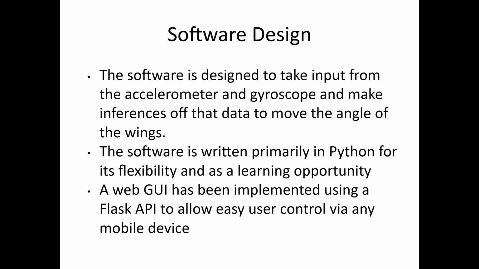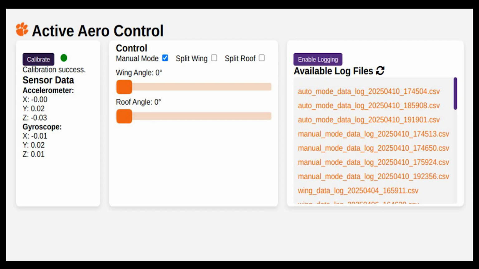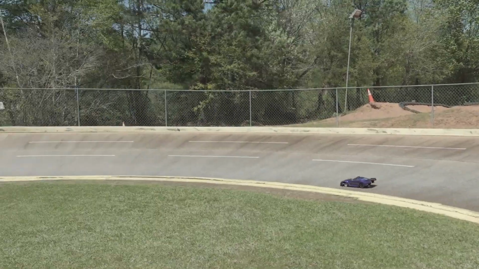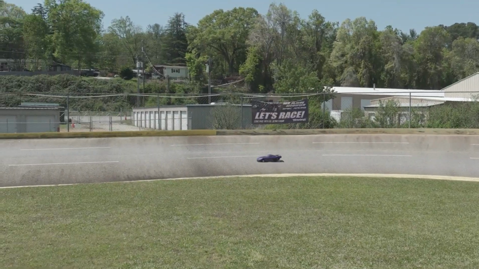The software we chose to write primarily in Python for its flexibility, especially for this use when we have a GUI involved, and we wanted a learning opportunity to have more experience with the language. Speaking of the GUI, we ended up using a web-based GUI so we can access it via any mobile device. To do this, we used Flask API calls to our main control module to control the wings. Doing this, you could launch a hotspot from the Raspberry Pi, make it an access point, connect to that hotspot, and then even if you're on the track for testing, you can control and see the telemetry of the car as it's driving.